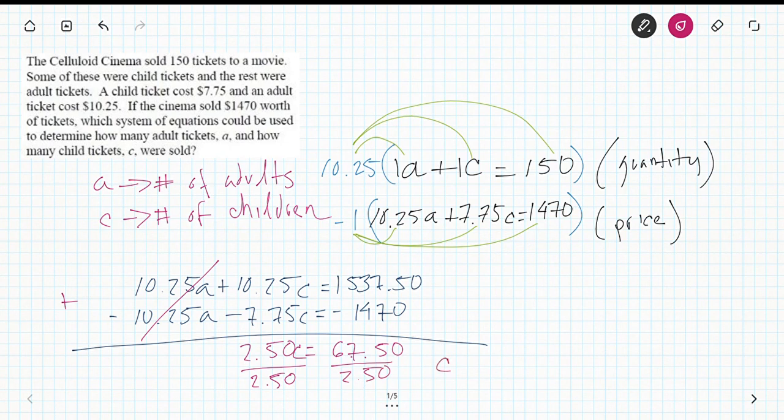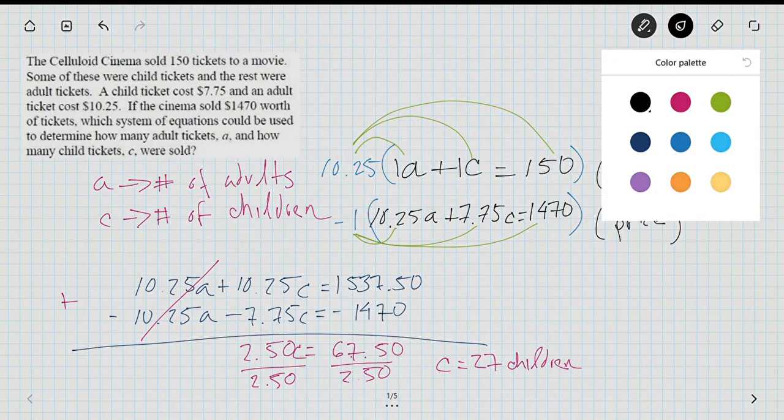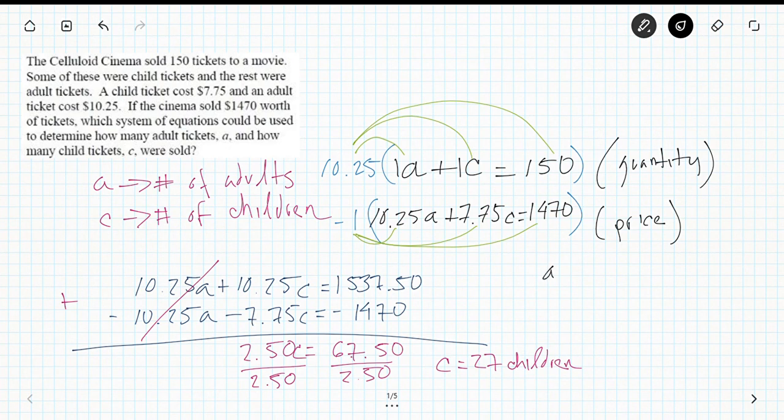So we get c equals 67.5 divided by 2.5, and that will give us 27 children. Now we know that the number of adults plus the number of children, which is this line right here, a plus c equals 150. So if we have a plus 27 children, we can solve very easily for the number of adults. So the number of adults is going to be 123. Okay, adults.